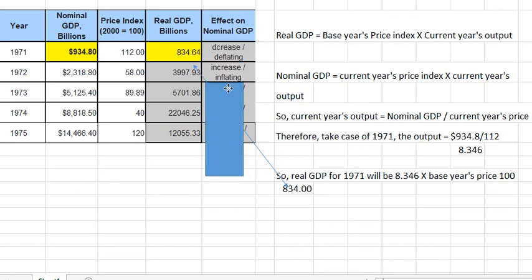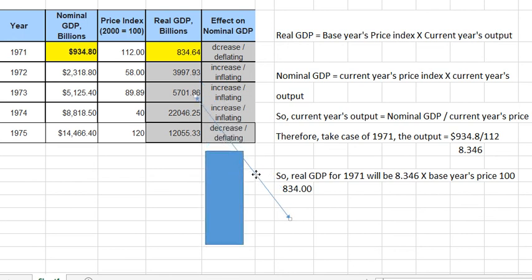Similarly, we can comment on 1972 data. Nominal GDP was 2,318, and the real GDP we calculated was 3,997.93. So that is an increase over the nominal GDP. For the year 1973, nominal GDP was 5,125.4, and the real GDP was 5,700. So that was an increase over the nominal GDP. And also we can see that for 74, these numbers are bigger than the nominal GDP, so the impact was an increase.